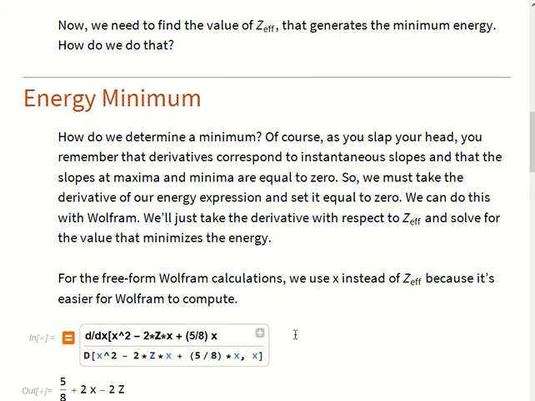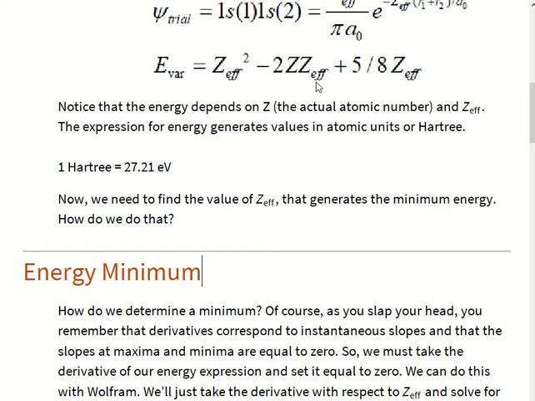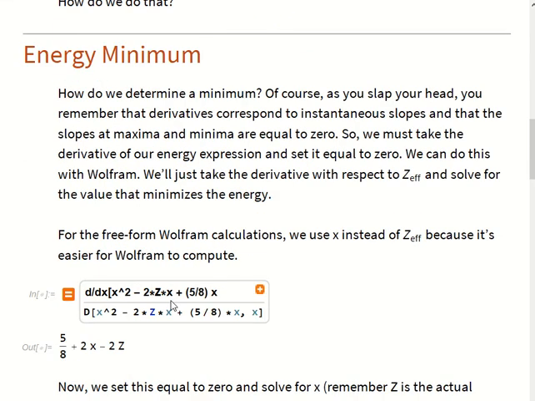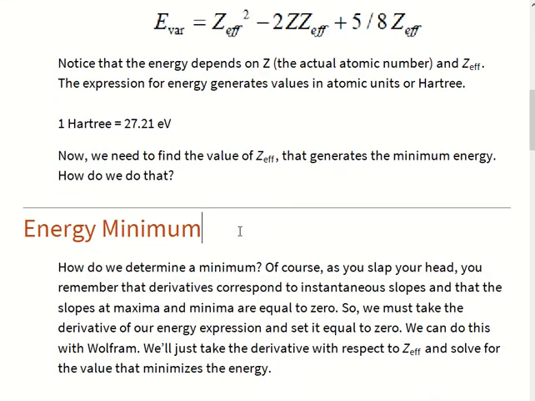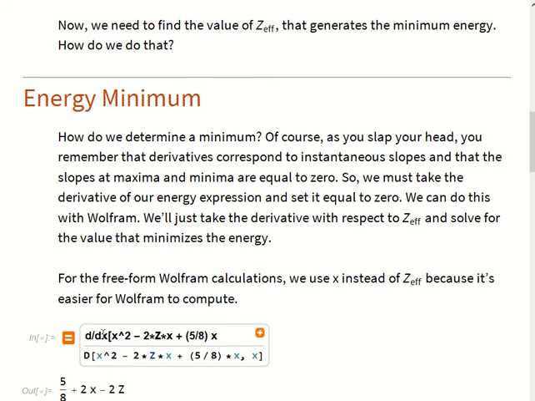So we can do this in Wolfram. And actually what I've done here is, rather than using Z effective, I've replaced the Z effective in this equation with X. So if we look at this, we're taking the derivative with respect to X of X squared, and again X is equal to Z effective, minus 2 times Z, the actual atomic number, times Z effective, plus 5/8 times Z effective. So we're going to take the derivative, and again we can use Wolfram Alpha or the Wolfram Cloud. This is how we would type it into either one of those venues to do that calculation.